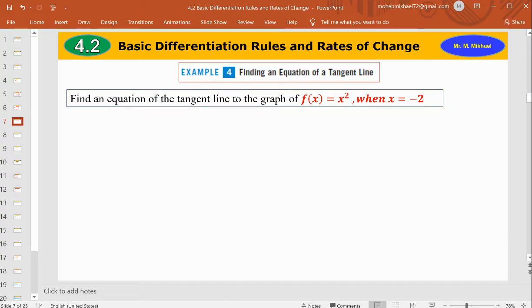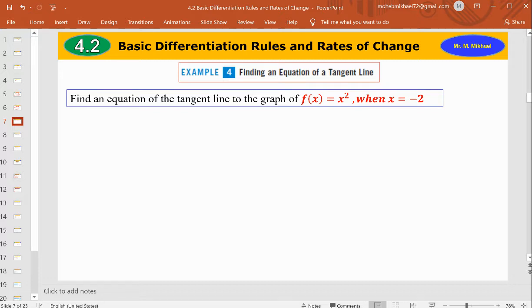In example number 4, we need to find the equation of the tangent line. Guys, please think about the difference between example 3 and example number 4. In example number 3, we needed to find the slope. But in example number 4, we need to find the equation of the tangent line. Guys, how do I write an equation of a line? You need to use the point-slope form. Do you know the point-slope form you studied in grade 9?